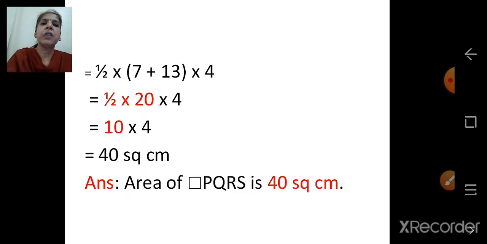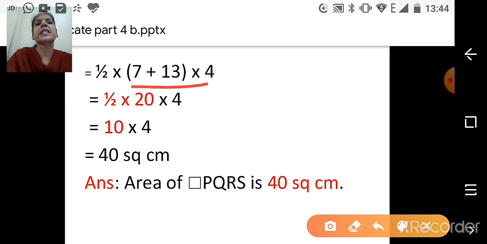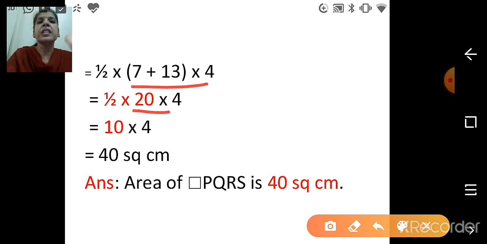Now we will substitute the values, half into 7 plus 13. One side is 7, the other we got 13, into 4. Now BODMAS rule, that is, solve the brackets first. 7 plus 13, yes children, 20, into 4. Now half of 20 is 10. So 10 multiplied by 4. Yes children, 10 fours are 40. So the area of quadrilateral PQRS is 40 square centimeter.